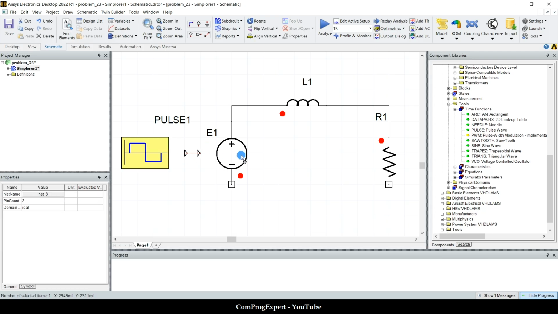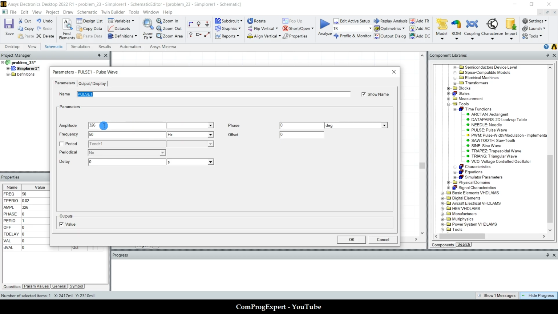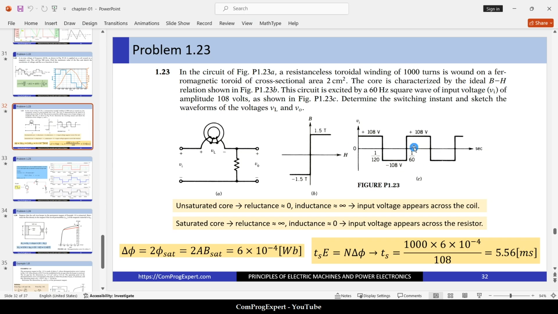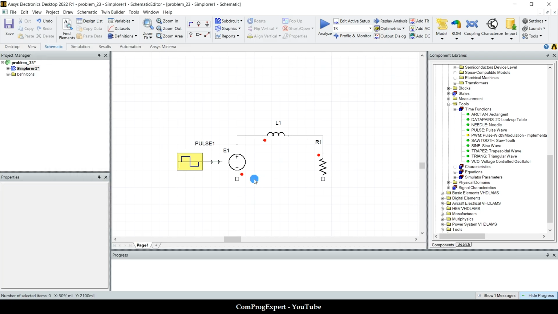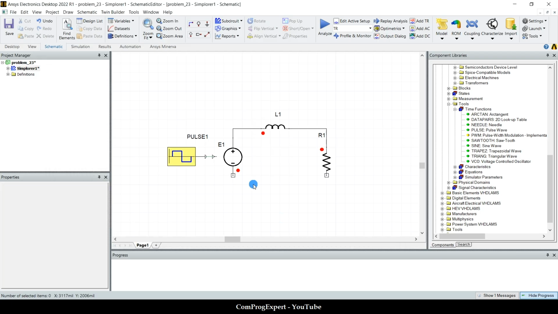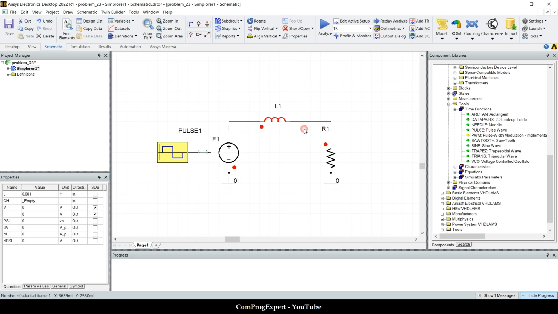Okay. So here we determine the waveform of the input voltage. What is the amplitude? It is 108. What is the frequency? 60. And yes, that's all. Let's press OK. And finally, we need to add ground. From here, we can add ground to solve this problem. So let's set numbers here.